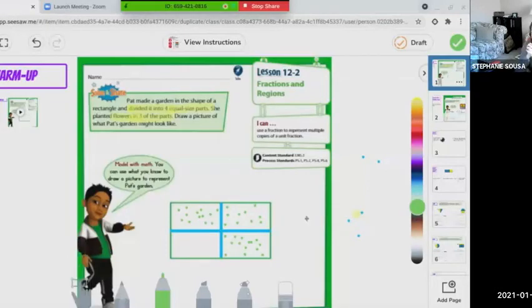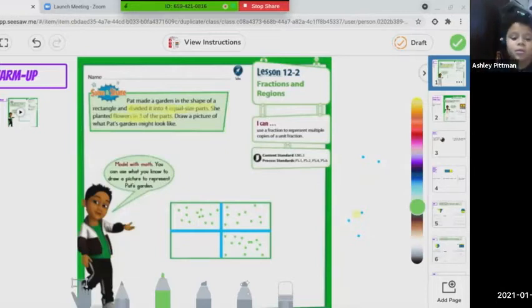All right. Tell us what you did. So I did like a plus sign and made 4 little rectangles, and I did dots in 3 of them. Nice. And your dots are representing what? Flowers. Wonderful. And there are flowers in 3 of the parts. You have way more than 3 flowers, and that's okay because the problem does not tell us how many flowers. It just says where the flowers are. The flowers are in 3 parts.